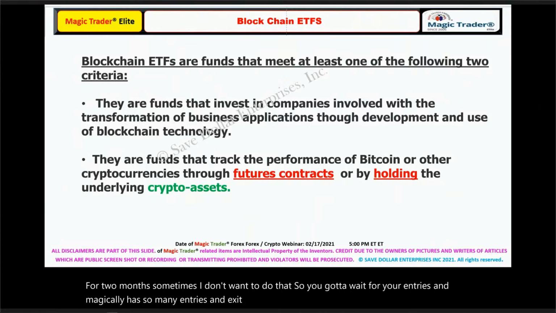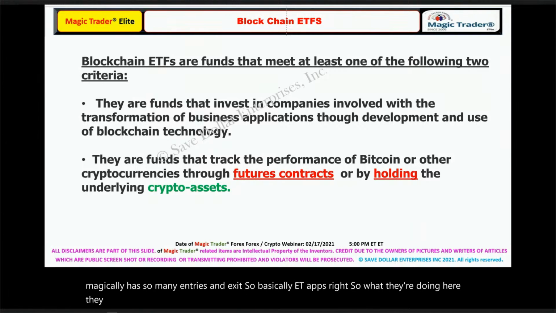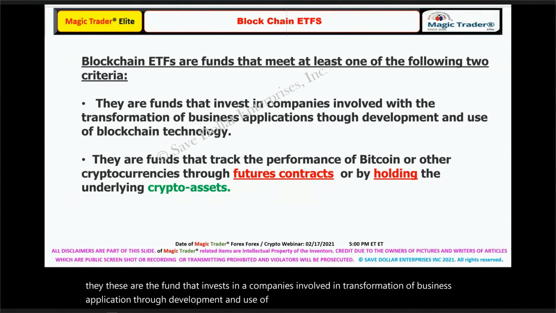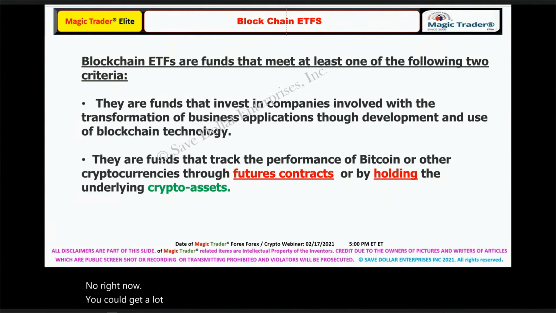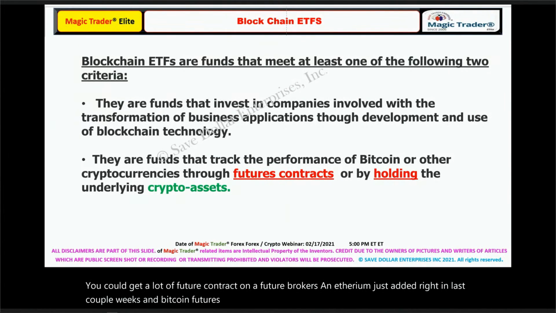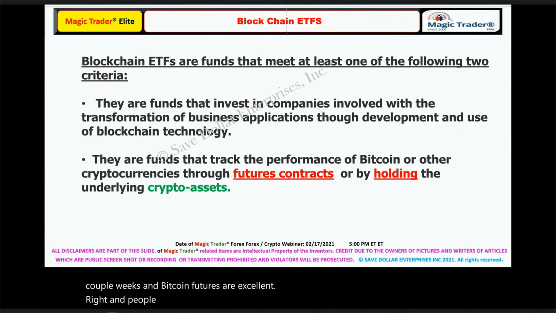So basically ETFs, right? What they're doing here, these are the funds that invest in companies involved in the transformation of business applications through the development and use of blockchain technology. They are the funds that track the performance of Bitcoin or other cryptocurrencies through futures contracts. Right now, you can get a lot of futures contracts from futures brokers, and Ethereum was just added in the last couple of weeks, and Bitcoin futures are excellent, right? And people are buying a lot of futures from the institution side.